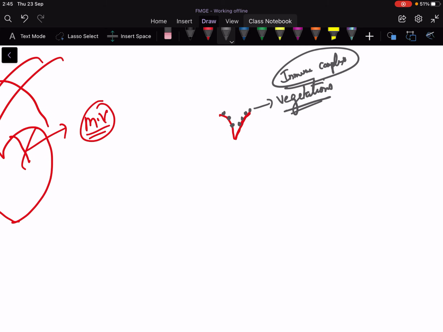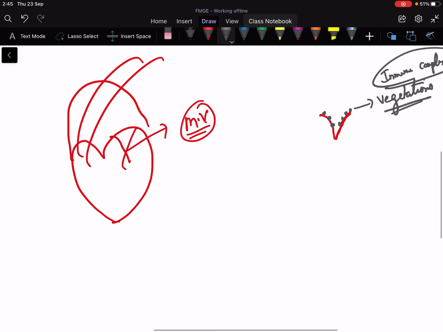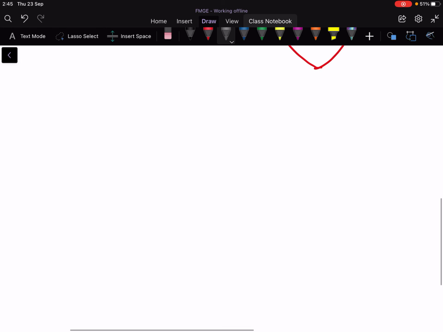So we are going to now compare and contrast the different types of vegetations seen in each type of disease. First I want to draw a table. The first one is rheumatic heart disease, the second one is non-bacterial thrombotic endocarditis, the third one is Libman-Sacks endocarditis, and the final one is infective endocarditis.